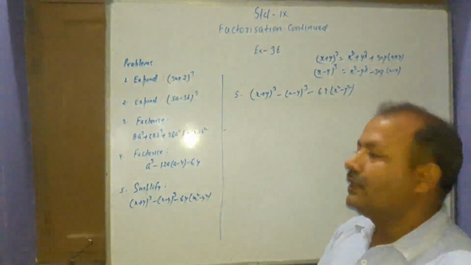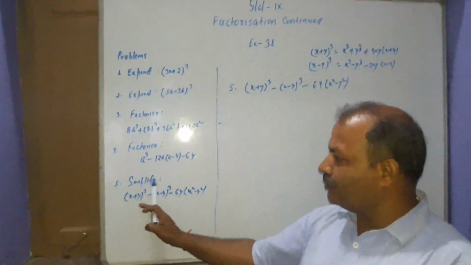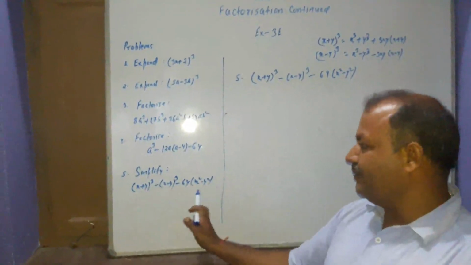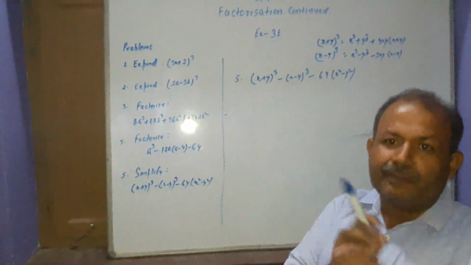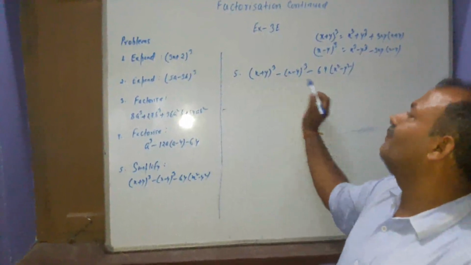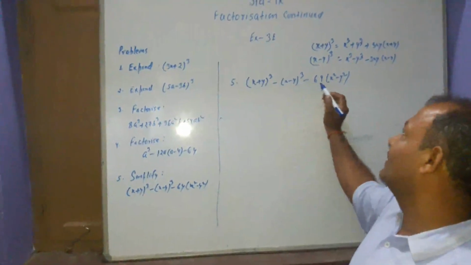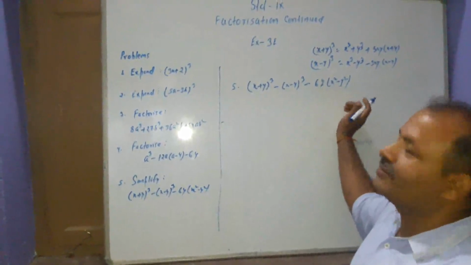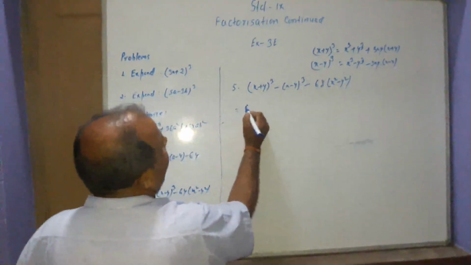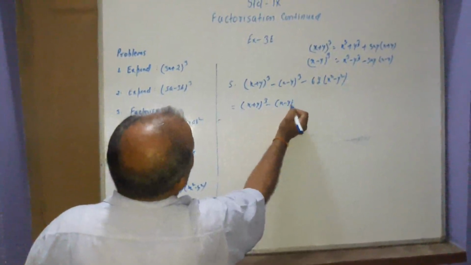Okay? Here, this is the third type of problem in which we are asked to simplify this algebraic expression. This expression is given and we have to write it into simplest form as far as it is possible. See, this one is the problem: cube of x plus y minus cube of x minus y minus 6y into x square minus y square. Let us start. This will be cube of x plus y. This is cube of x minus y.